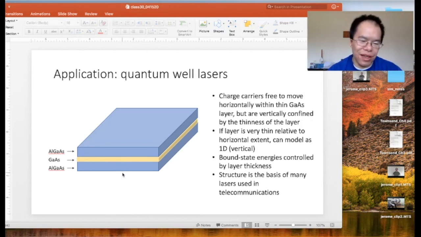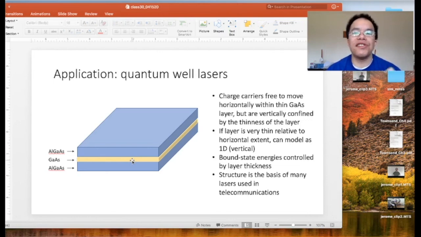And for solid state reasons that we're not going to get into, we can imagine them as needing a larger potential energy to penetrate the aluminum gallium arsenide outer layers. So it turns out that in this situation, it's effectively 1D vertically, and the allowed energies for the charge carriers are controlled by the layer thickness. Just like, as we'll see, the allowed energies will be controlled by the well width and also the height of the potential energy well for a finite square well.